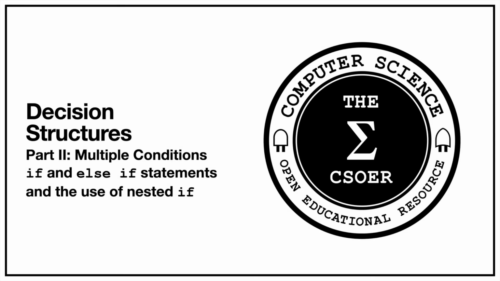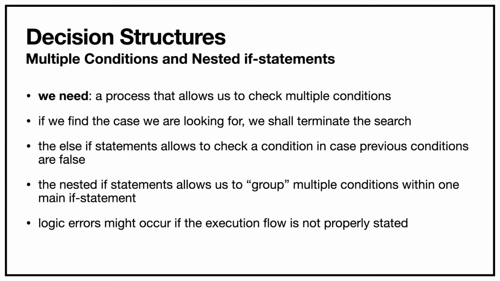In this part, we'll talk about multi-conditions, particularly when we use if, else if, and nested if statements. Sometimes we might need to consider multiple conditions in order to make a decision. That is why we have these multiple conditions mechanisms that allow us to check for one condition to multiple conditions. For example, we might want to find one condition, and if that is true, we shall terminate the process immediately.